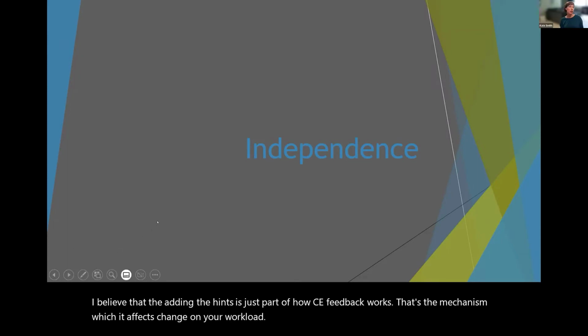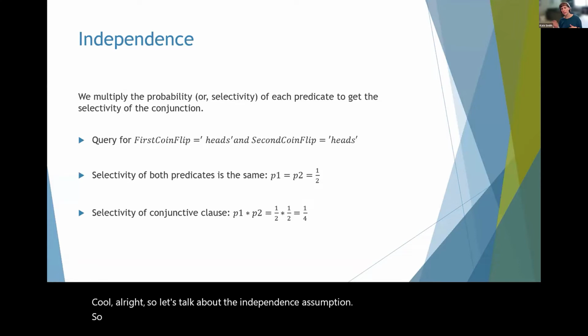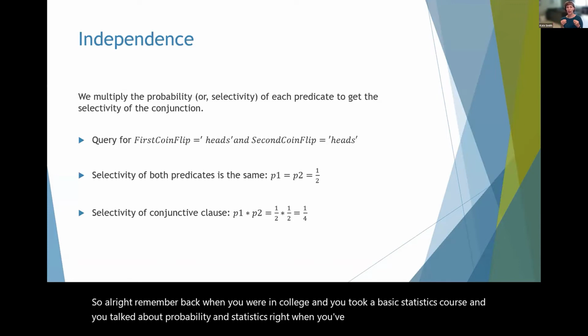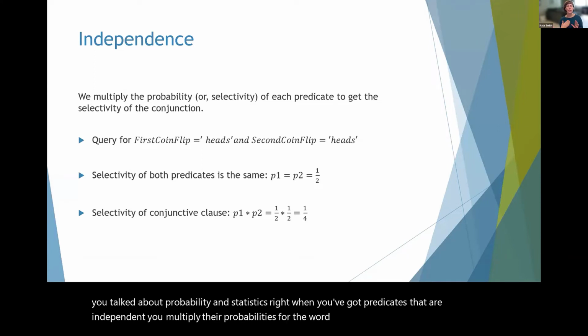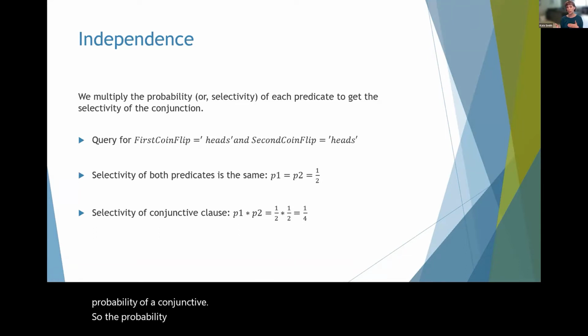Cool. All right. So let's talk about the independence assumption. Remember back when you were in college and you took a basic statistics course and you talked about probability and statistics, right? When you've got predicates that are independent, you multiply their probabilities, or the word that we use a lot in cardinality estimation is selectivity. You multiply the probabilities by one another to get the probability of a conjunctive clause. So the probability of P1 and P2, when P1 and P2 are truly independent, is equal to the probability of P1 times the probability of P2.